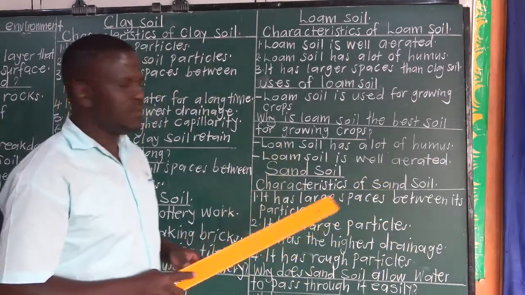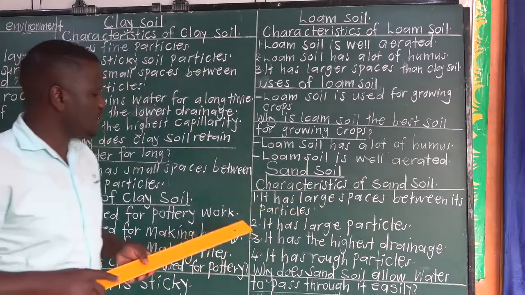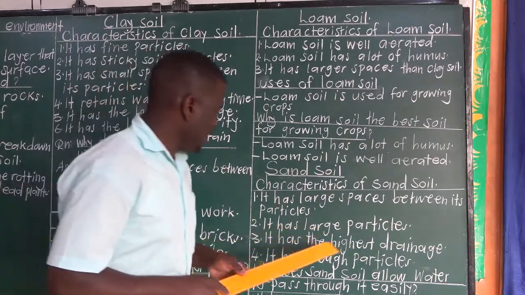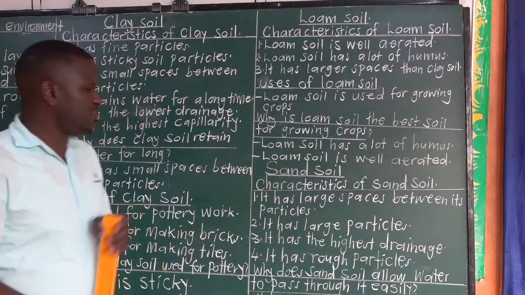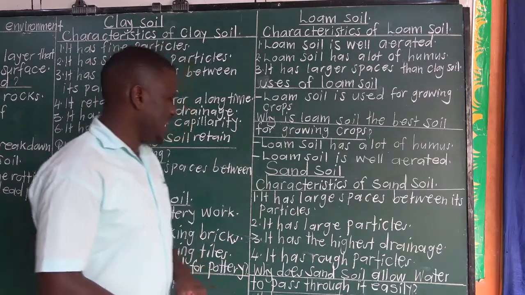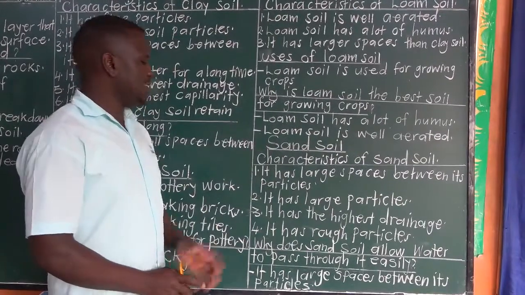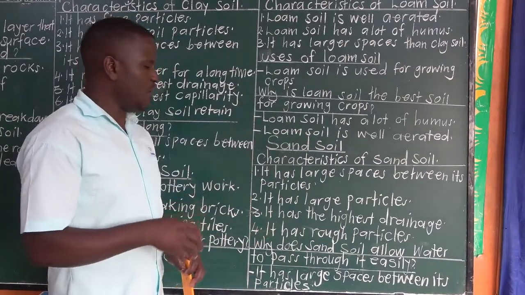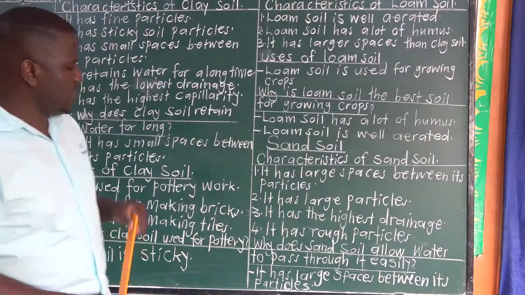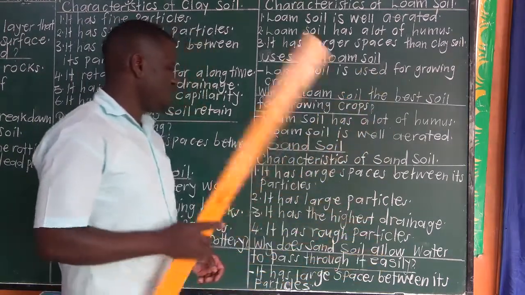Then you look at sand soil. Characteristics of sand soil: sand soil has large spaces between its particles. Sand soil also has large particles. Then it has the highest drainage, meaning that sand soil allows water to pass through it easily. So it has the highest drainage and it has rough particles.